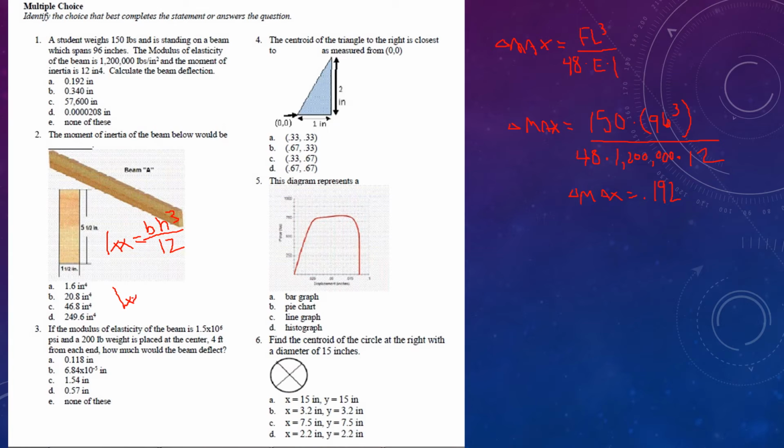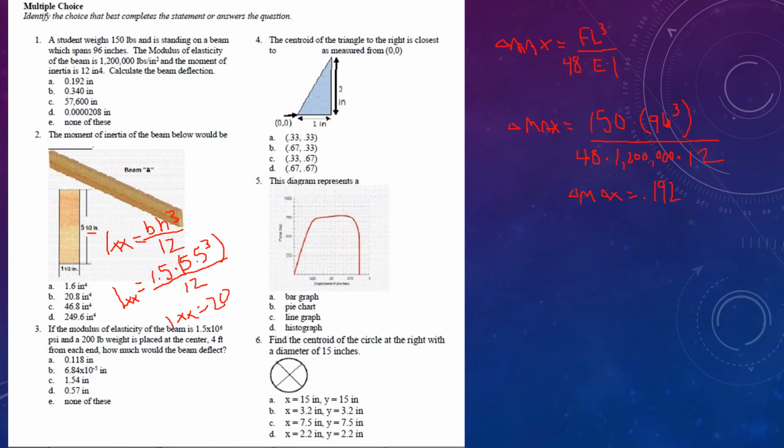IXX, so moment of inertia, is equal to our base. So in this case, it is 1.5 inches. That's multiplied by my height. So in this case, it's 5.5. Make sure that you're only cubing the 5.5, because that will make a difference. And divide that by 12. So my moment of inertia is going to be 20.79.